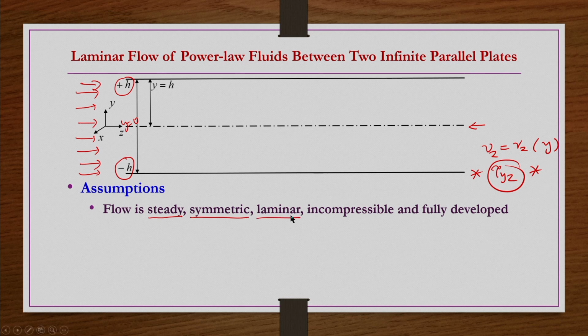Laminar flow conditions we are taking, right. So, symmetric in the sense that whatever the flow distribution is between y equals 0 to y equals plus h, the same distribution we are going to have between y equals 0 to y equals minus h. Okay.